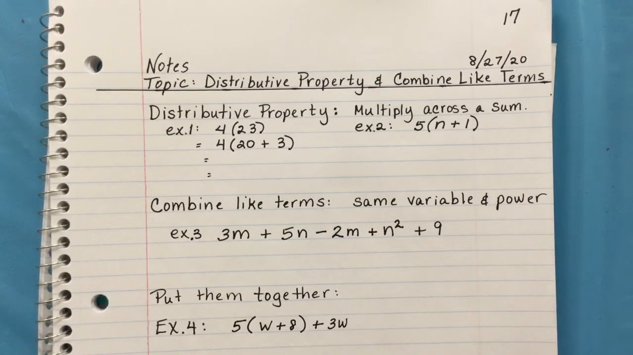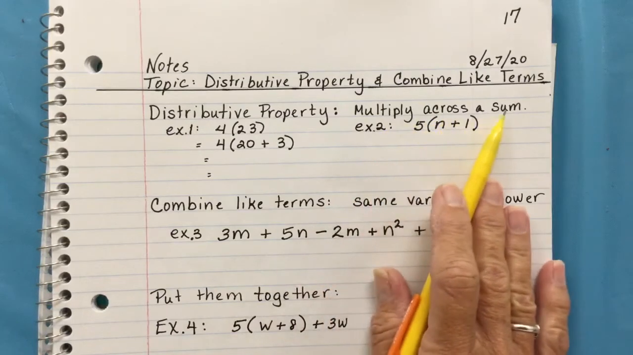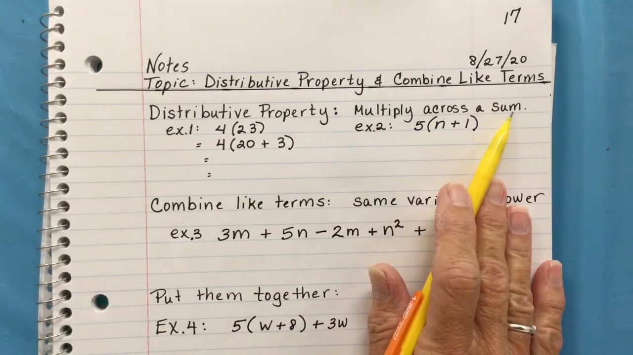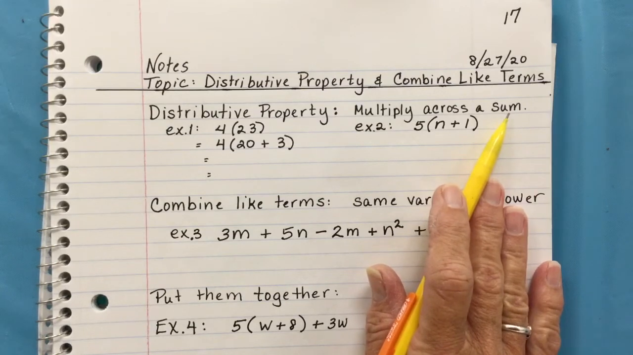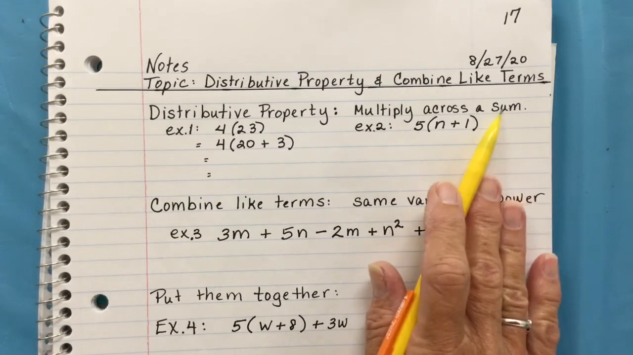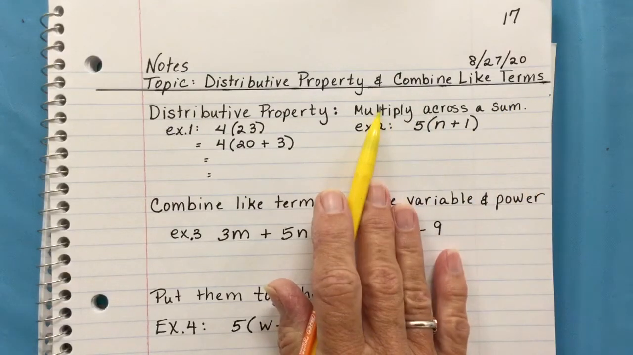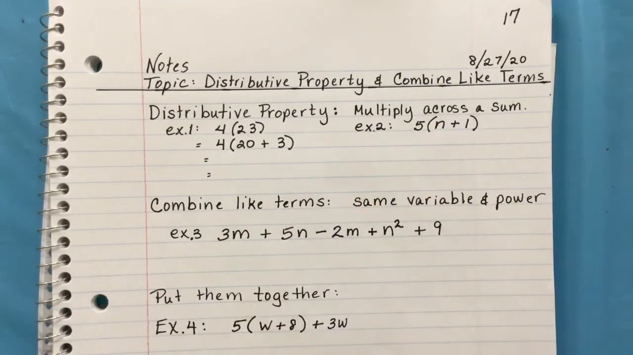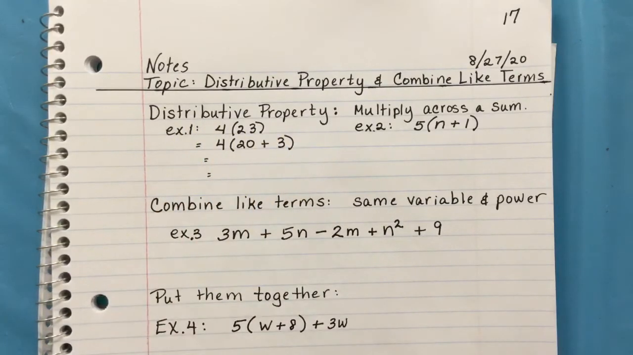So the distributive property is when we multiply a number or a variable across a sum or a difference. Now, a sum and a difference can be the same thing. If you're subtracting, you could change that to add. So that's why they usually just say sum. So if you multiply across an addition or subtraction problem, that is what we're using for the distributive property.